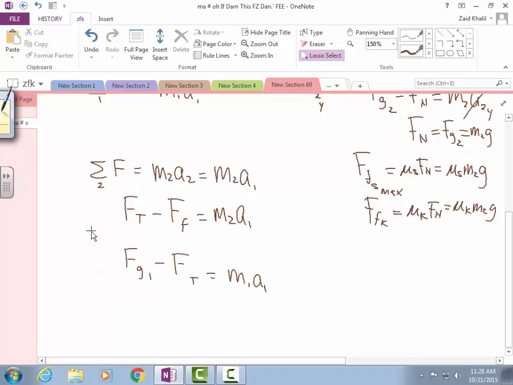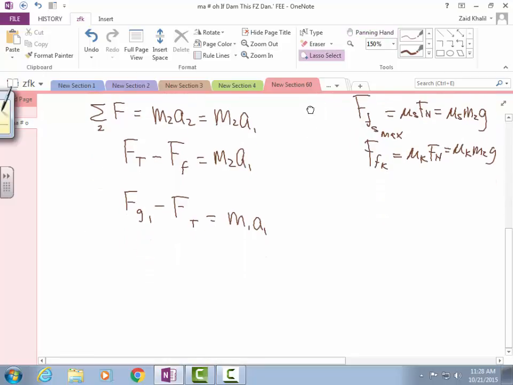Guess what I'm going to do with them? What am I trying to eliminate? What do I not know anything about? Tension. So let's eliminate that first. How do I eliminate that? By adding them. You can solve by substitution if you like inefficient methods. So what do you get here? Fg1 minus Ff is equal to?